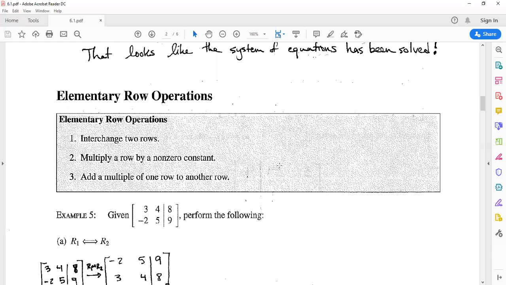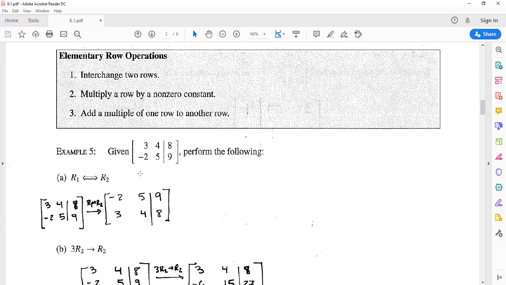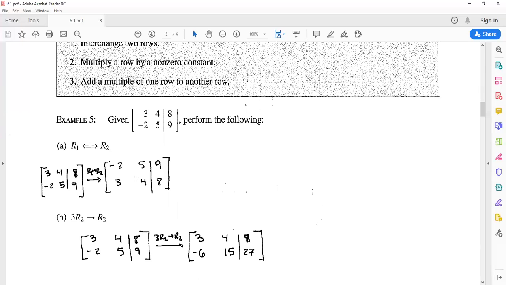So let's watch these guys in action now. They've given us this first matrix here. Its first row is 3, 4, and 8, and its second row is -2, 5, and 9. So we will perform this first operation, which stands for interchange row 1 and row 2. And so when we do that, row 2 will go on top and row 1 will go on the bottom. So we'll now have -2, 5, and 9 on top, and 3, 4, and 8 as the second row.